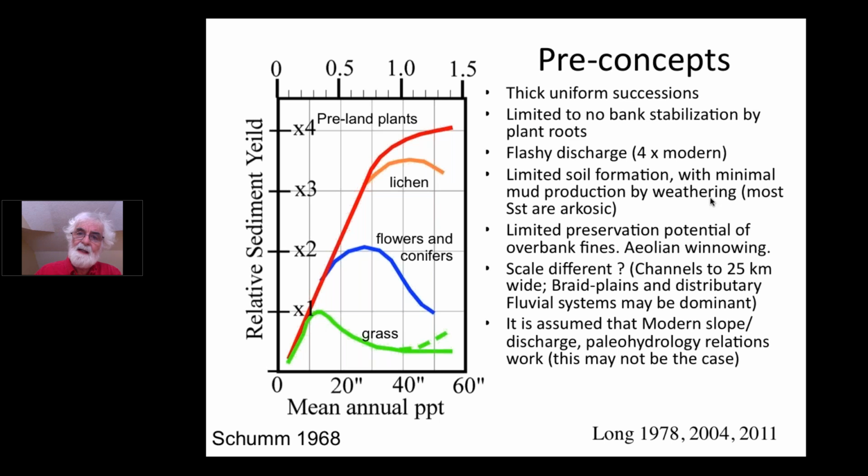One of the big problems that we have as pre-vegetated sedimentologists is that we're not really confident that any of the formulas which have been established so nicely for modern systems really work because of these changed conditions. The modern slope discharge relationships, paleohydrological relationships, we try them tentatively, but the reality is that they probably do not apply, and we need some more work on that.